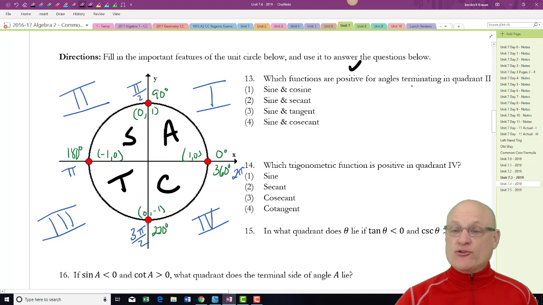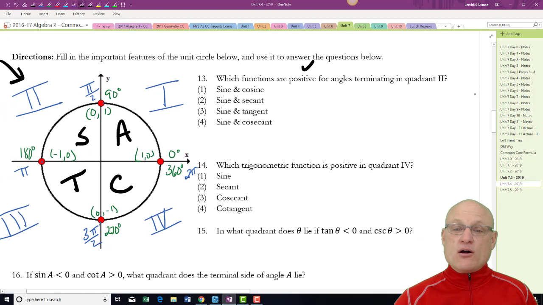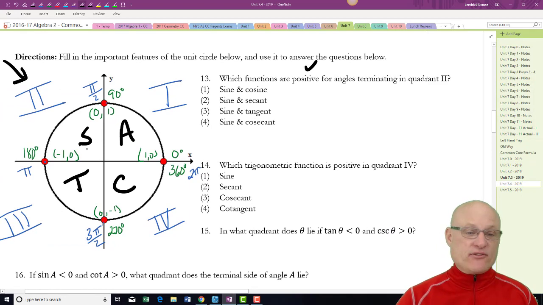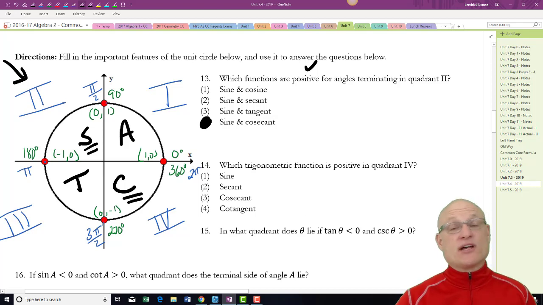So for which angles terminating in quadrant 2 are positive? Well, positive is sine. So sine goes with cosecant. So there we go. There's the big winner. Which trigonometric function is positive for quadrant 4? Quadrant 4 is cosine. So that would be cosine and secant.